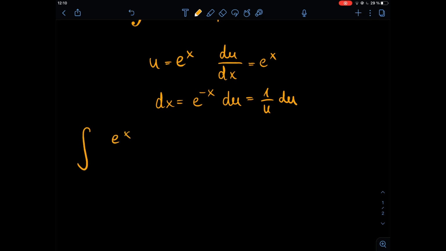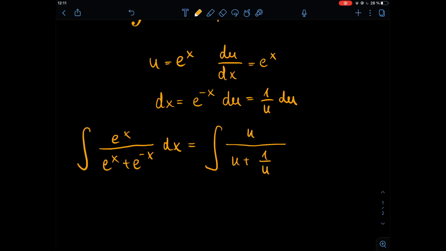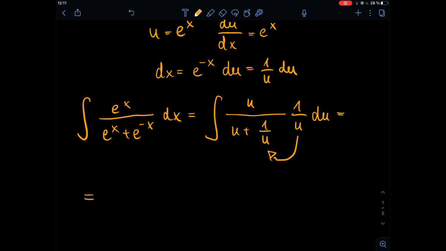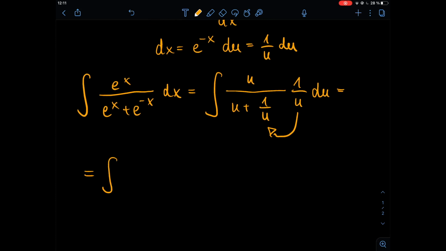So the integral was e to the power of x divided by e to the power of x plus e to the power of minus x dx, and then we plug in the u, so we get the integral u divided by u plus 1 divided by u times 1 over u times du. And then we draw this 1 over u into the fraction here, and from there we will get that the integral turns into u divided by u squared plus 1 times du, of course.